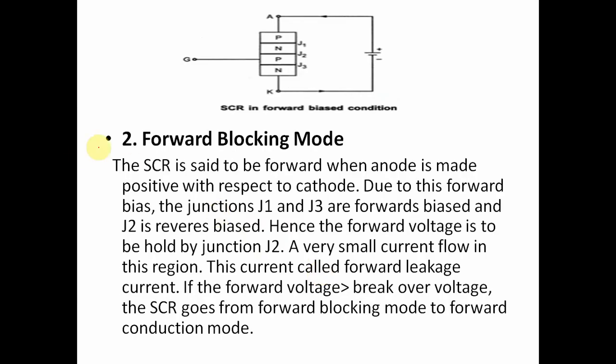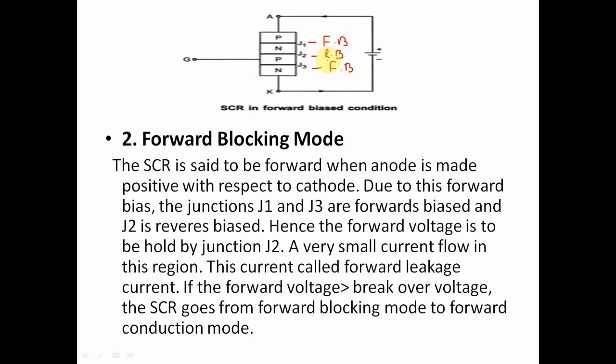Now the second mode of operation is the forward blocking mode. In forward blocking mode, the positive terminal of the battery is connected to the anode and the negative terminal of the battery is connected to the cathode. So the J1 junction is forward bias, the J3 junction is also forward bias, but the J2 junction is reverse bias.